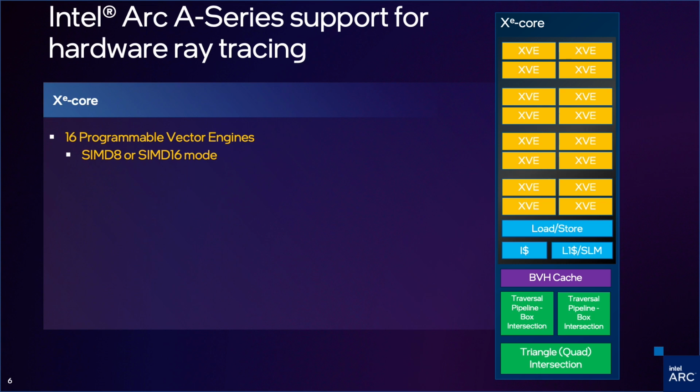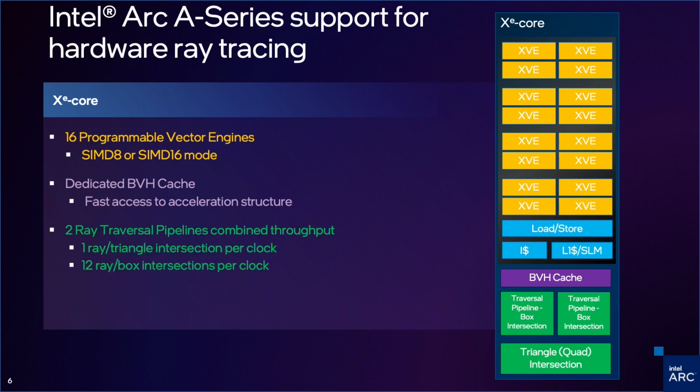Now that picture is a little bit misleading, so I want to expand the scope here. We don't just have one of those Xe vector engines. We actually have 16 of those on our GPU. And for the purposes of ray tracing, those will usually be in SIMD8 or SIMD16 mode. And then we have the dedicated BVH cache. Every Xe core has a dedicated BVH cache, and this provides fast access to our acceleration structure.